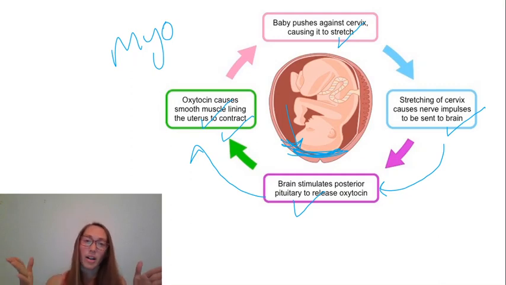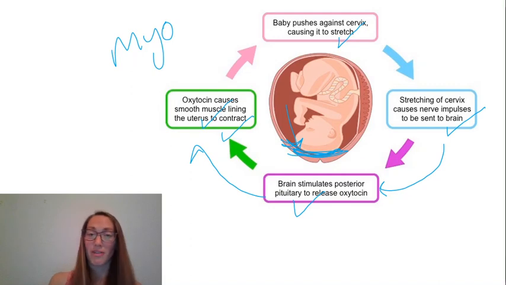So this is why contractions are monitored in terms of time. As they get closer and closer together, that's because you've got positive feedback and a build-up of oxytocin in the system. So really interesting, actually: oxytocin in pregnancy, alongside global warming, are two of the easiest positive feedback examples.